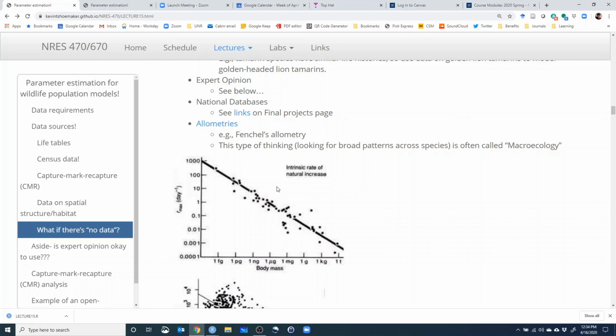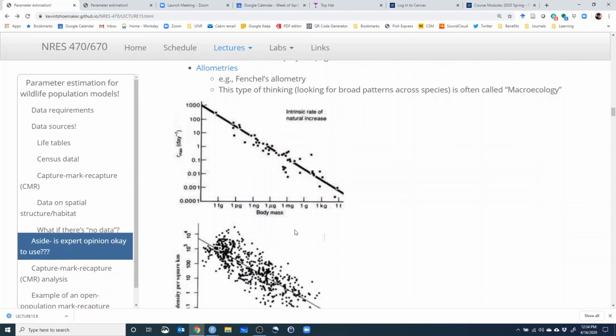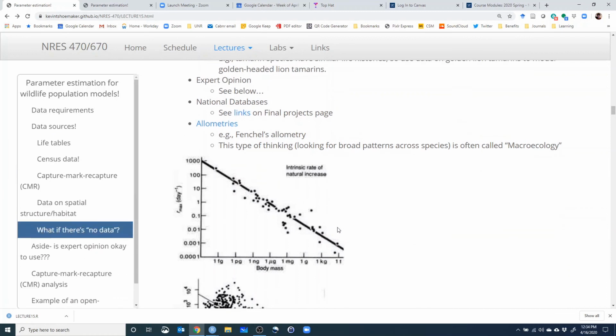And you might be able to use this kind of relationship. So if you know that your organism is, let's say, 3 milligrams, now we know that your R max, your intrinsic rate of growth, should be 0.1. So you can get some kind of information from these types of relationships, which are called allometries.